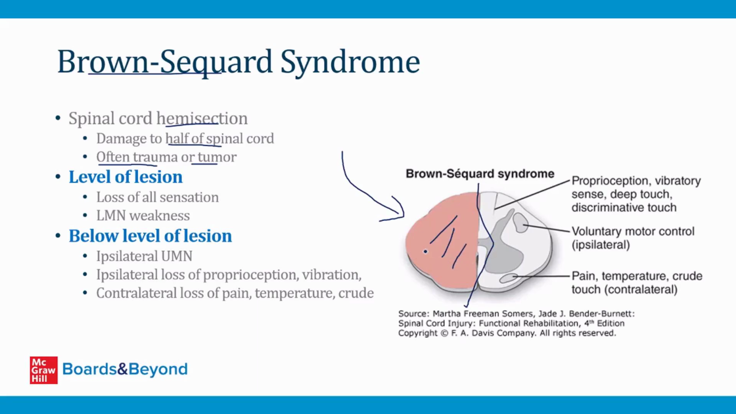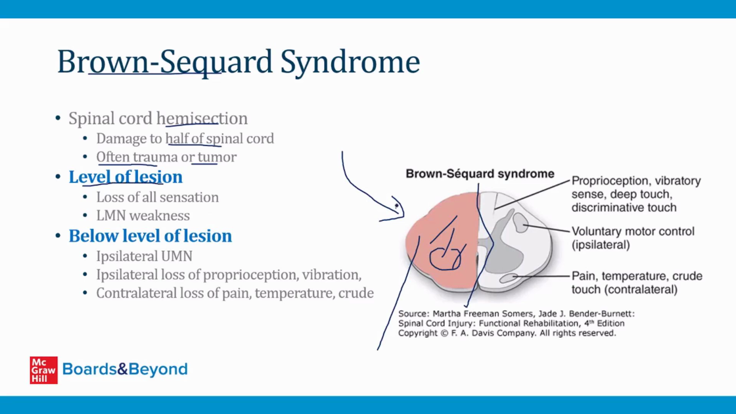So what this is going to do is it's going to damage a bunch of tracts which are traveling down and up the spinal cord, but it's also going to damage cell bodies at the level of the lesion. So you're going to have different clinical features depending upon whether you're talking about the level of the lesion or below the level of the lesion. So let's talk about the level of the lesion first.